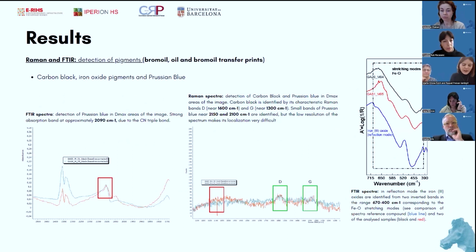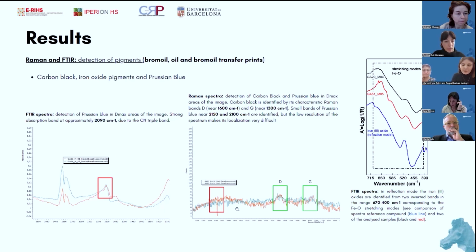So Raman and FTIR spectroscopy were also useful for the detection of pigments in bromoil and bromoil transfer prints, mainly carbon black, iron oxide pigments, and Prussian blue. If we see the FTIR spectra, we detect Prussian blue in the Dmax areas of the image of this bromoil sample, thanks to the strong absorption band at approximately 2090 due to the triple bond between carbon and nitrogen.